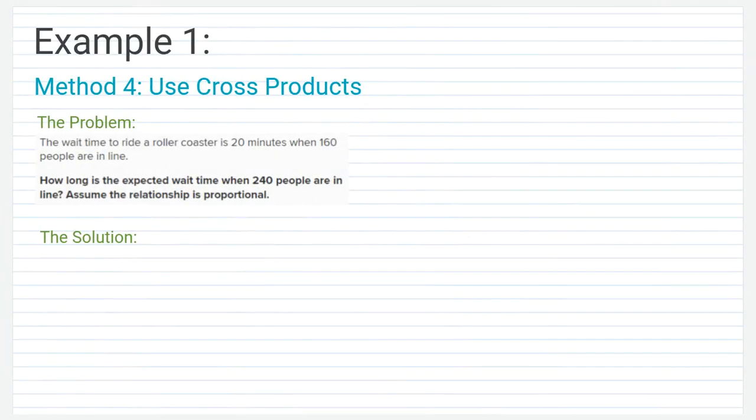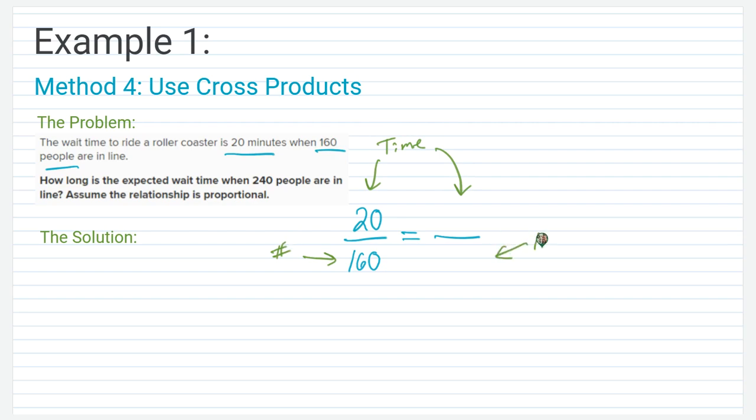All right, the last method that we can use is cross products. So cross products is a really great way to solve proportion problems. And again, you just need to make sure that you know what each value is talking about in the ratio. So again, 20 minutes for 160 people. So I'm going to write my ratio 20 over 160. And then I'm going to set that equal to, well, on the top here, I'm talking about time. So I want to make sure over on the top here, I'm also talking about time. And then on the bottom, that is the number of people. So I want to make sure, again, the number of people are on the other side here.